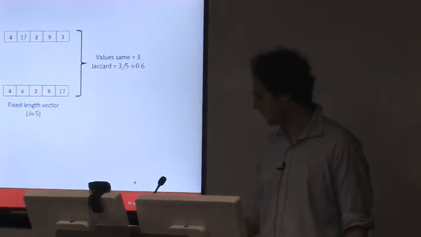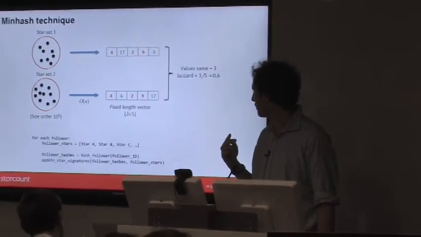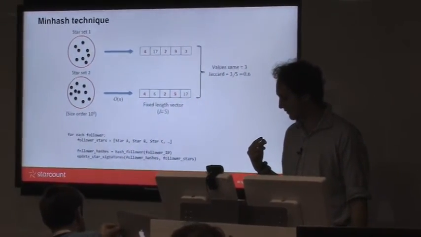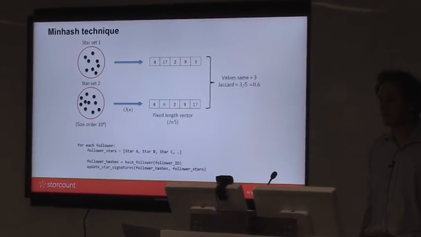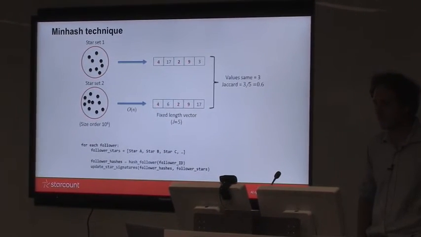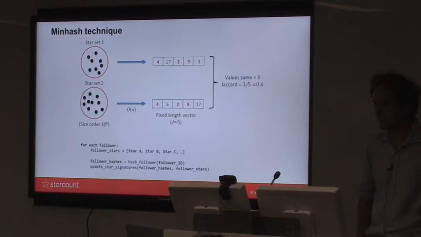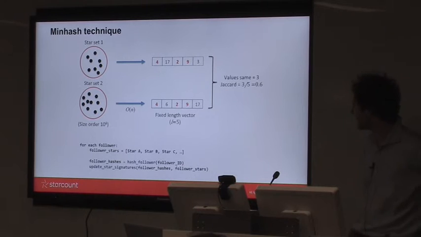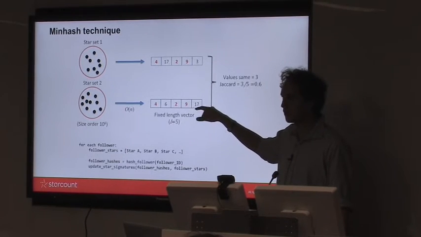For each of the users on the network, we need to collect all the stars that person follows. Oh yeah, thanks. Can I ask a quick question on the maths whilst we're here? Yeah. So right now you're taking a length of 5, but what if one star set had a length of 6 and the other one had a length of 4, for example? What would the underlying number be?